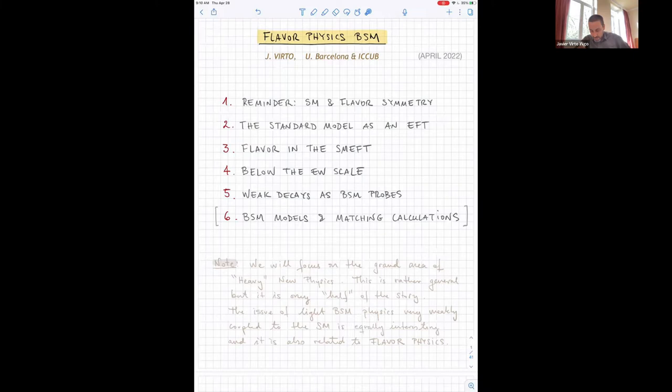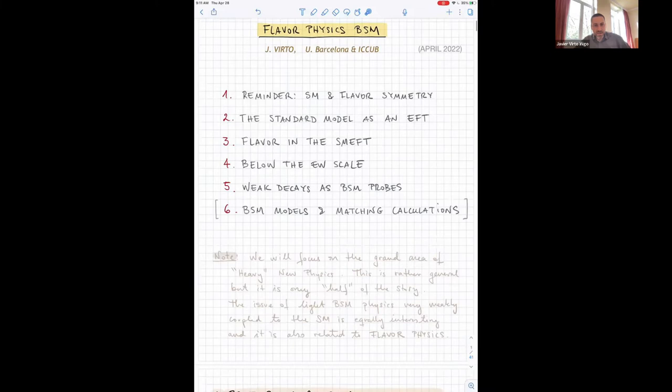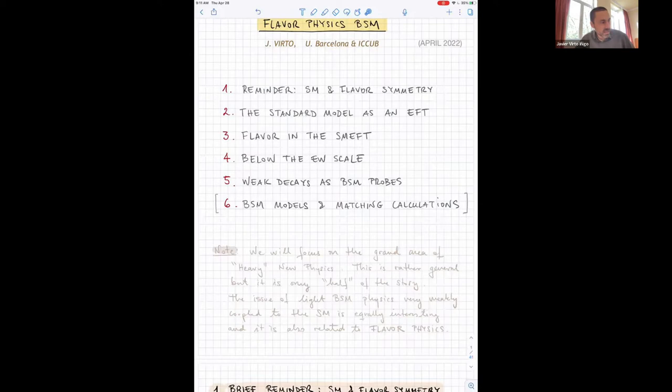And then I will talk about, probably this will already happen tomorrow, or maybe we can get here today also. Let's see how fast we go. But then I will talk about weak decays as BSM probes. And then there is a last chapter here. I put some parentheses because I don't know if I will be able to arrive here. But I want to talk about the matching calculations in BSM models. And here I wrote a small note. I will focus on heavy new physics. So I will focus on flavor as a tool to reach high scales where there might be new physics. And this is only half of the story.